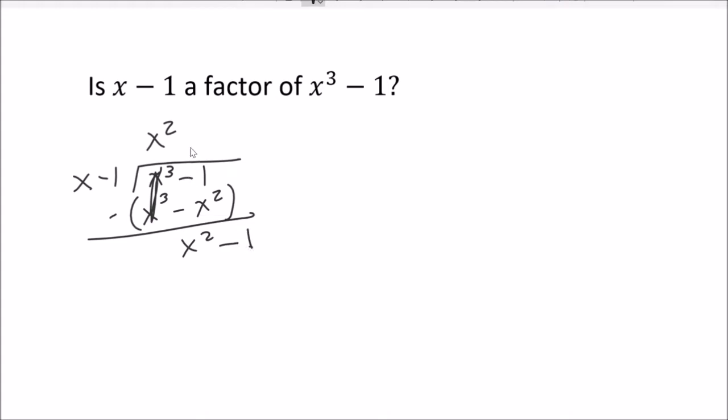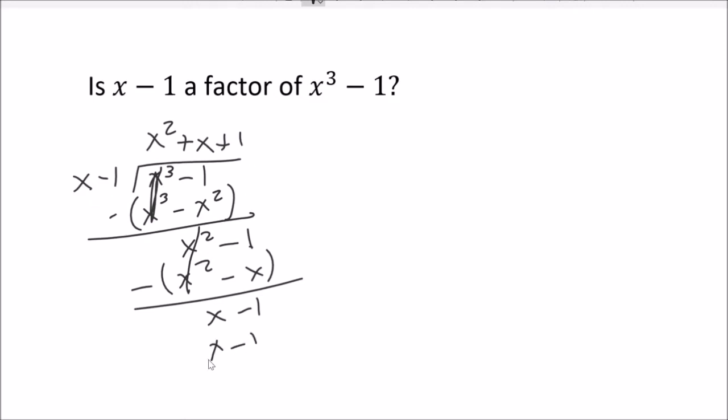Rinse and repeat. So x times something is x squared, that would be x. Multiplying that back, that'd be x squared minus x. Subtract it. Cancel. Minus a negative x would be the same as a positive x, and we bring down the minus 1. What would you do to turn an x into an x? I wouldn't do anything. I multiply it by 1. 1 times that, I get x minus 1. We're subtracting, so I get 0.